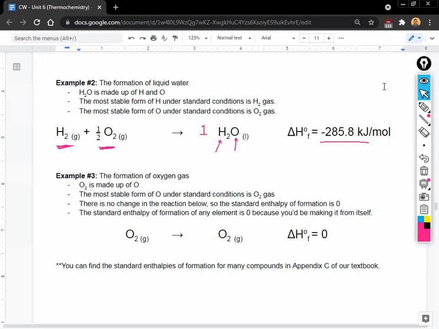Yes, there are positive ones. Okay, and then the last one is the formation of oxygen gas. Well, earlier we said the most stable form of oxygen is oxygen gas. So if you're trying to make a chemical that's already the most stable form, you're not doing a reaction, because oxygen gas is only made of oxygen. So the delta H for a compound that's already the most stable form is going to be 0.